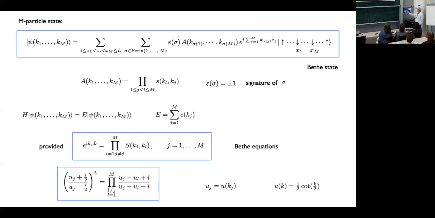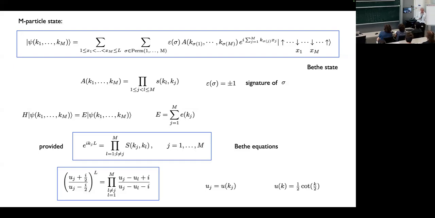And well, if we make a change of variables, so we go from k to u, defined this way, and we define uj as u of kj, then these equations here can be rewritten this way. And if I cross multiply, you see that these are just polynomial equations for these u's. So a system of m polynomial equations for m unknowns, these uj's. If you can solve that, then you're done. You have your eigenvalues and you have your eigenvectors.